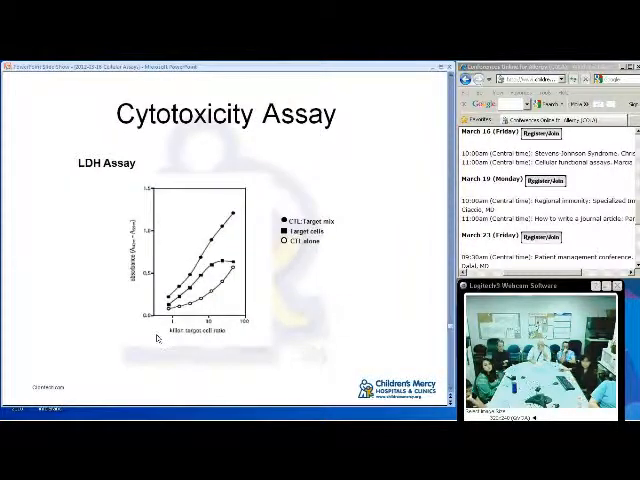And if you want to graph that, this is an absorbance assay, so you look for OD values, and here is what the results would look like. Here are the CTLs alone, and then the target cells, and this is what it would look like with a combination of them together, at a different killer to target ratio.